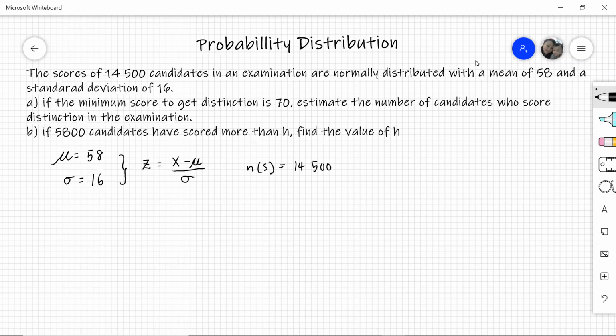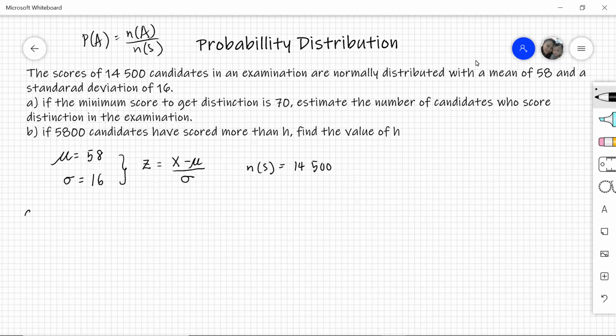Now, basically, probability distribution is a way for us to find the probability of something. And that probability is not easily obtained like what we did for the normal probability, as in probability of A, you just take the number of A over the number of the total sample. But over here, we can't do that directly. So we have to go through the normal distribution way to find the probability of something.